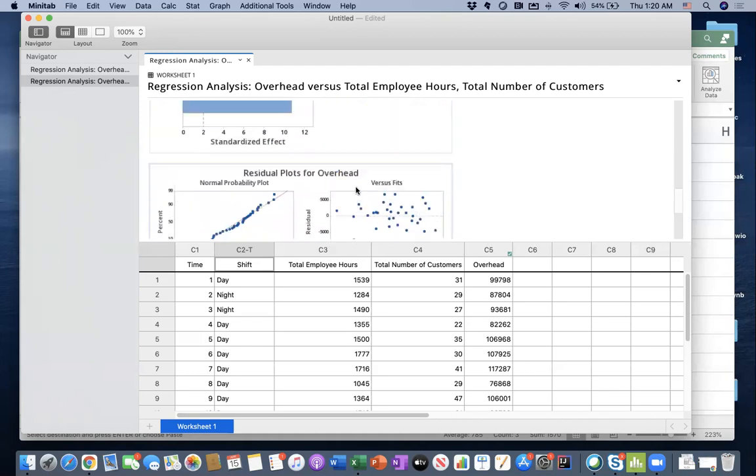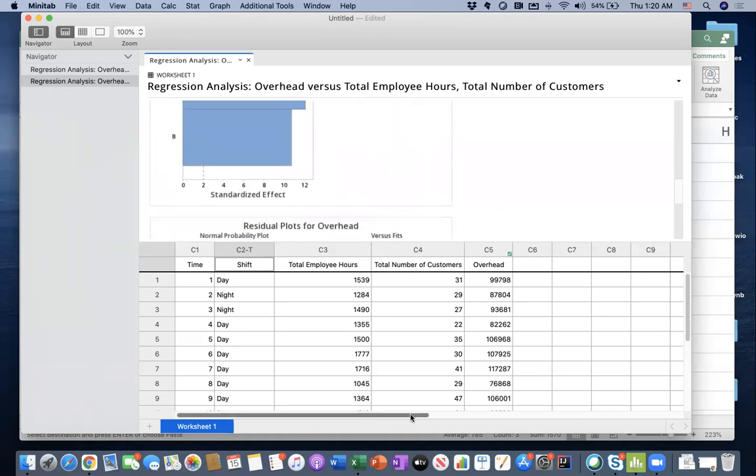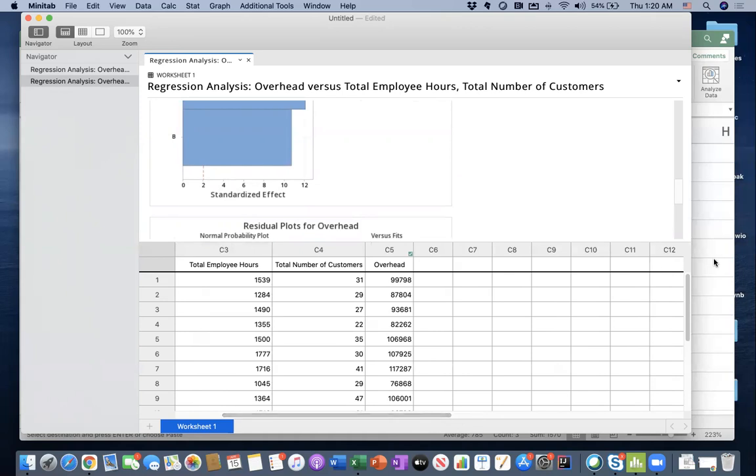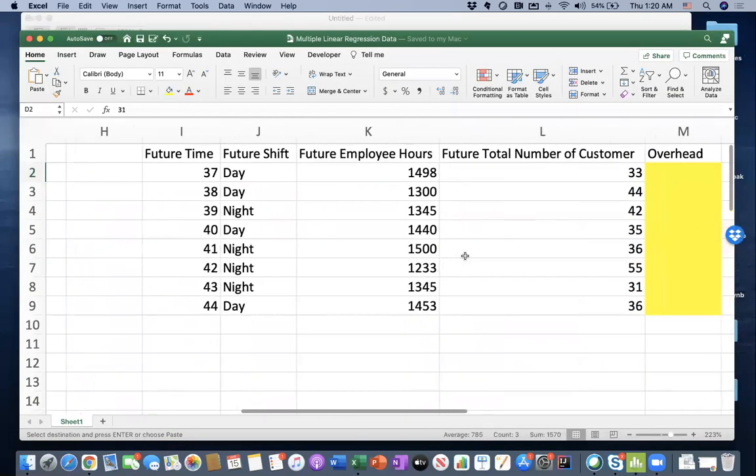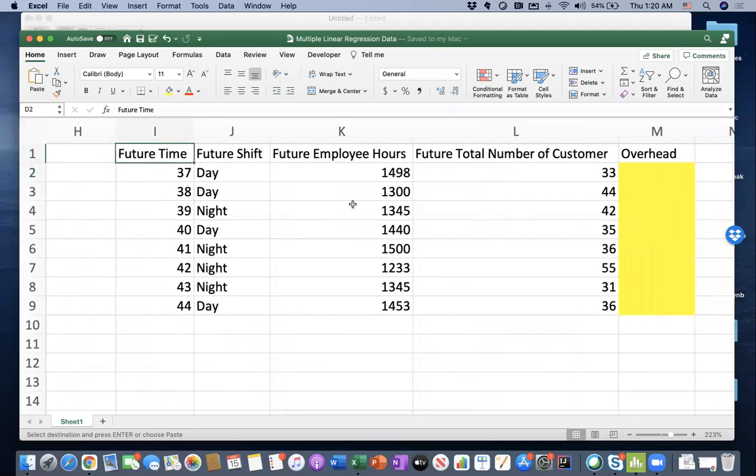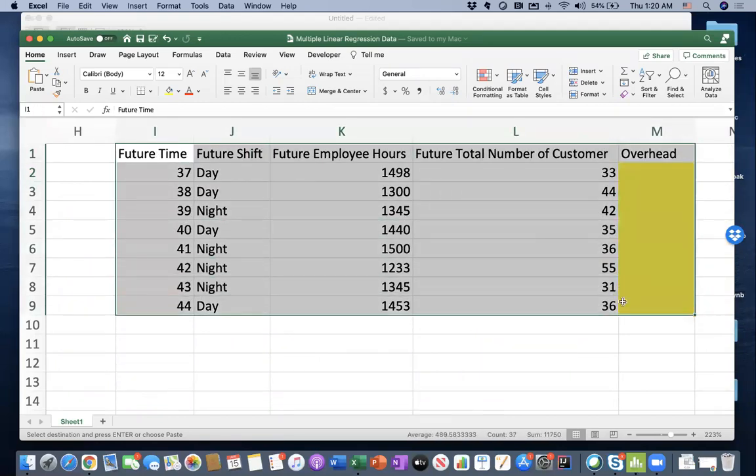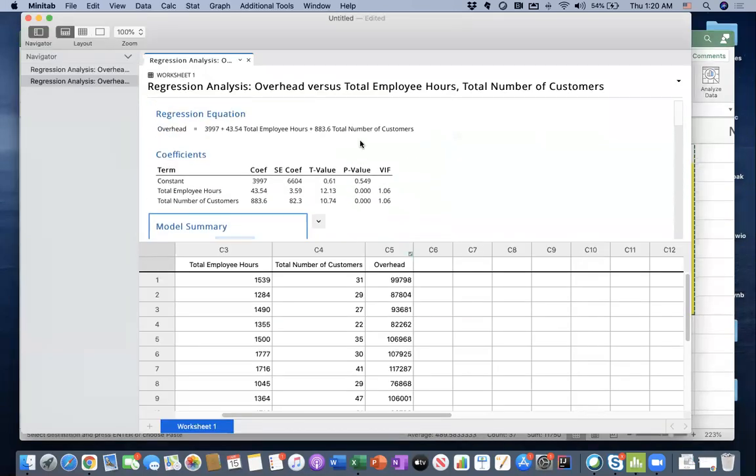So what I can do with this, now I can predict for the future, right? So I do have these time periods here that I'm planning for the future. Let me copy these into Minitab. What Minitab is going to do, basically, it is going to run this equation. It simply is going to take the total employee hours and total number of customers into equation. Shift is no longer something that I should worry about.